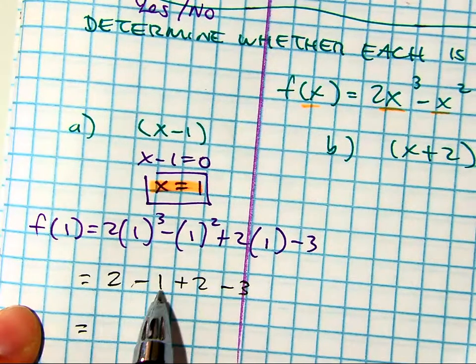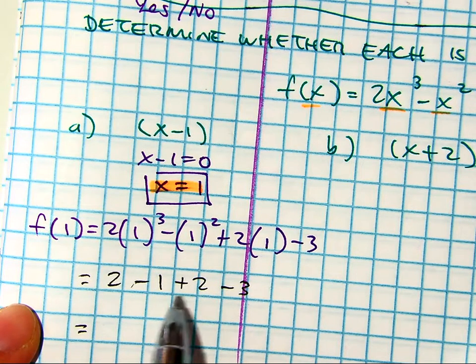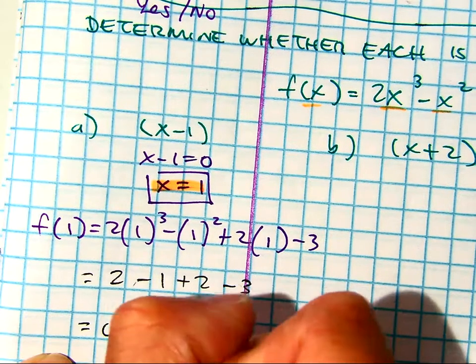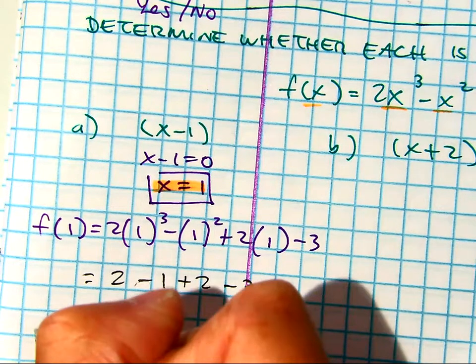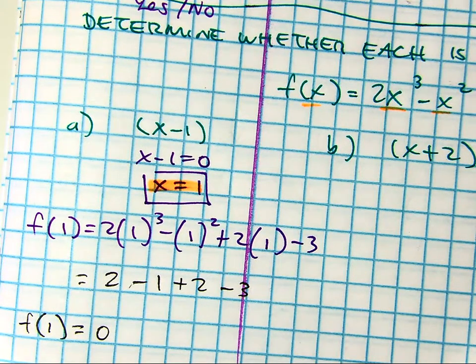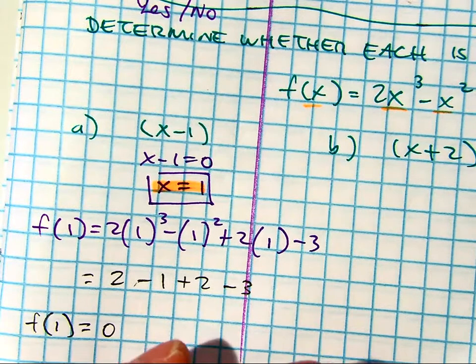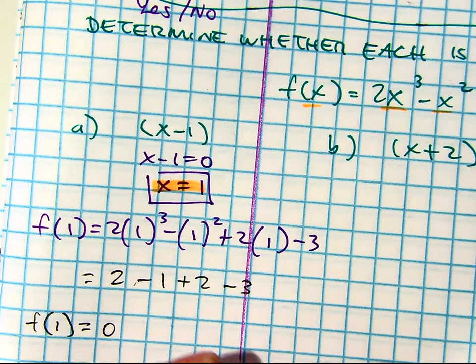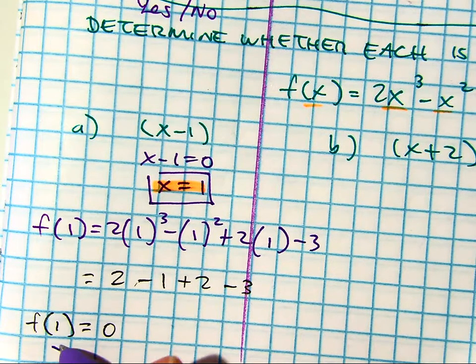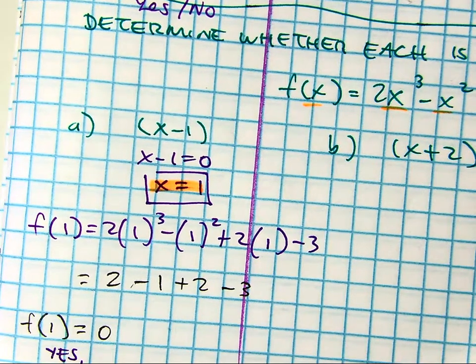2 minus 1 is 1, plus 2 is 3, and 3 minus 3 is 0. Ooh, this is good. Because it's set equal to 0, it is a factor. So yes, it is a factor.